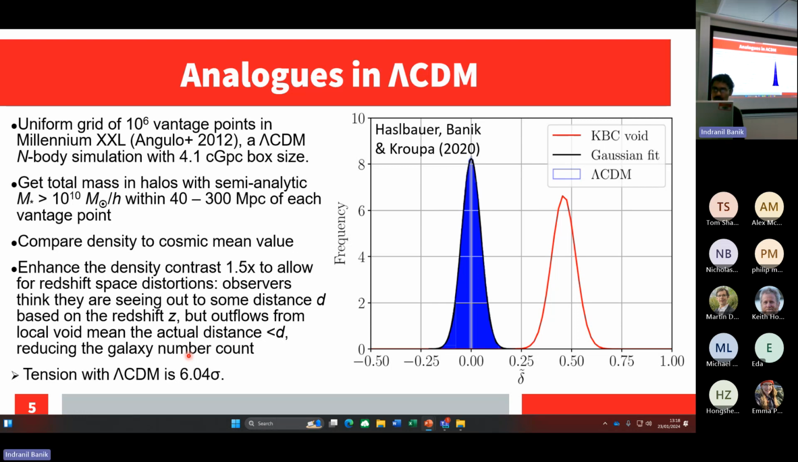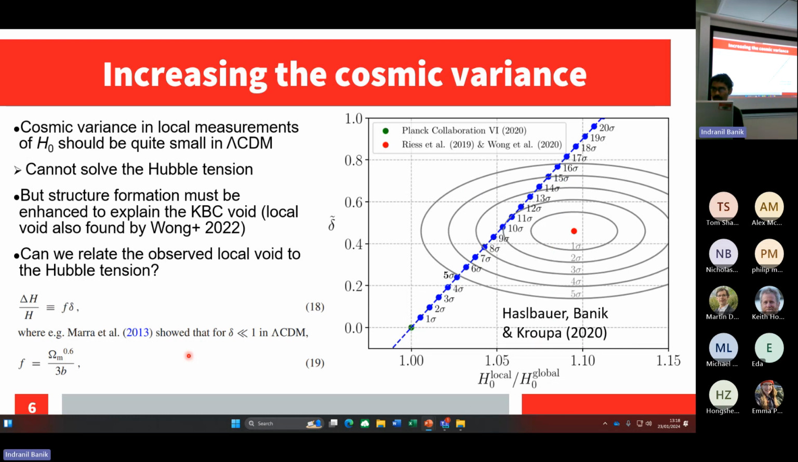So what I wanted to explain, though, is the impact of such an underdensity on the Hubble constant that you get locally. First of all, one thing that is quite clear by now is that local measurements of H naught should be pretty close to the correct value in lambda CDM. There isn't that much so-called cosmic variance. So this can't really be the answer in the lambda CDM framework. But we saw that we need to enhance the growth of structure in some way in order to explain the observed KBC void, which is being confirmed in many other studies.